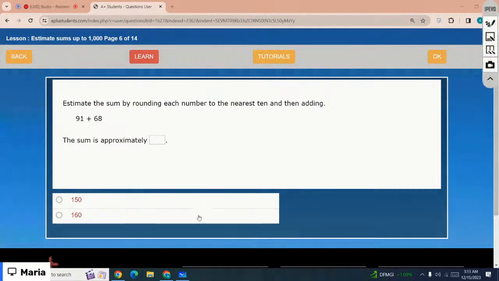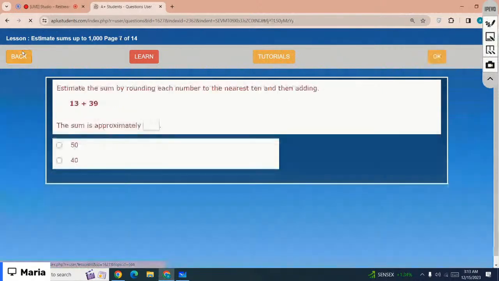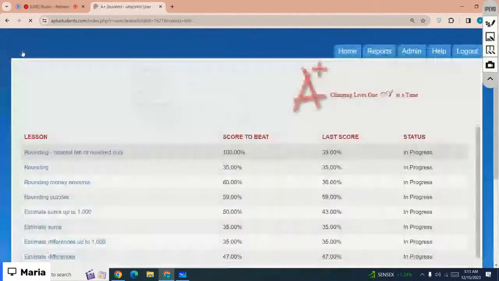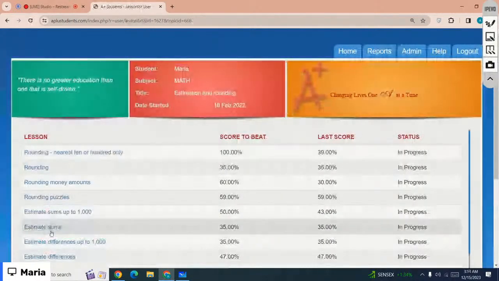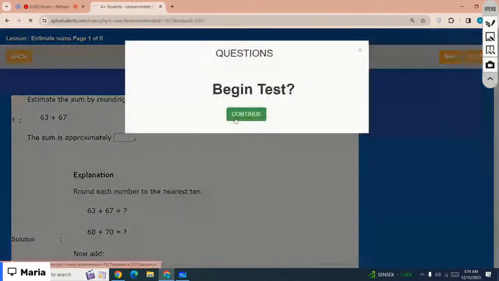Okay, you can complete the lesson by yourself later today. Let me just move on to the next lesson. The next lesson is estimate sums. So let's just start with the next lesson. Okay, that is exactly the same as what we did, right? Let's just do 3 or 4 examples, then we'll move to the next lesson.